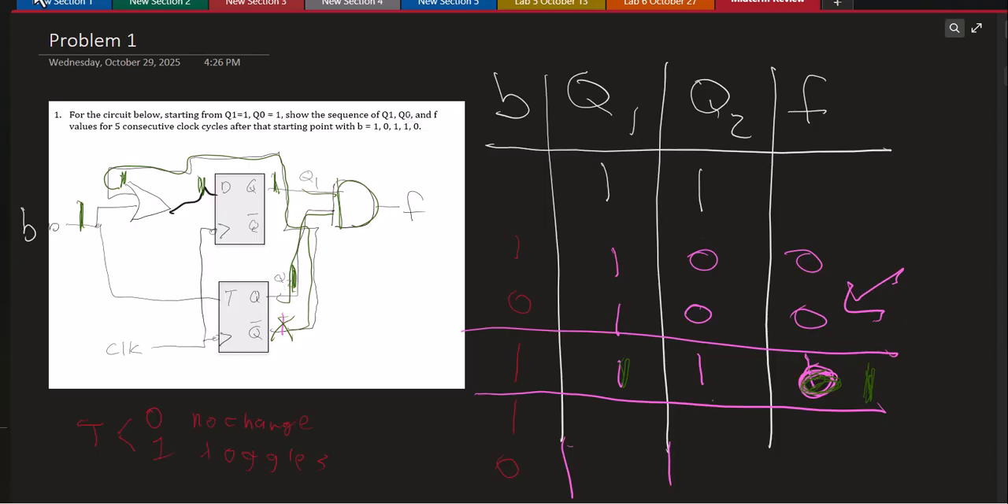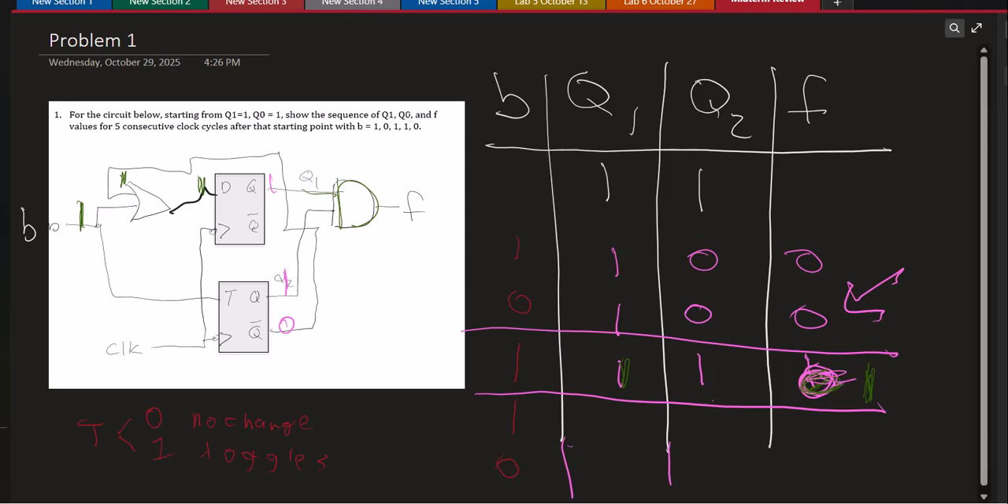Because this one is our new value. F does go with the new value. So this became 1, this became 0, this is 1, so F is 1. So it's the inputs to the flip-flop that use the old values, but F uses the new values.